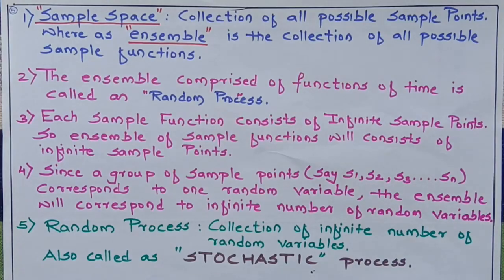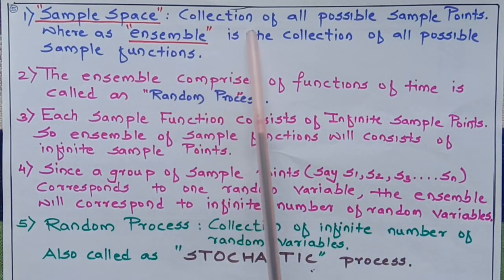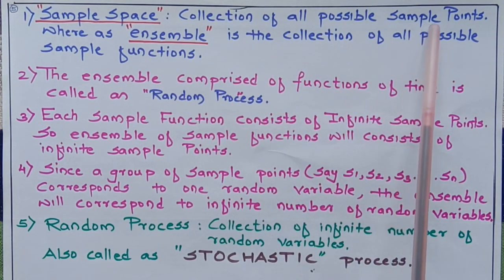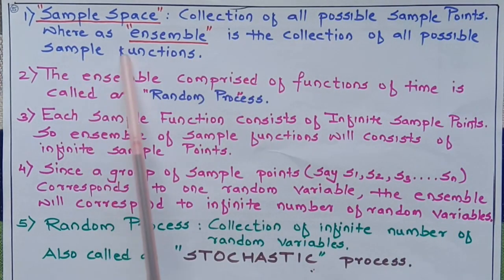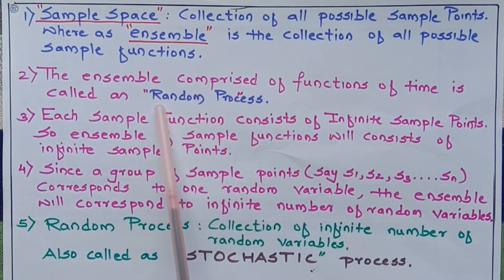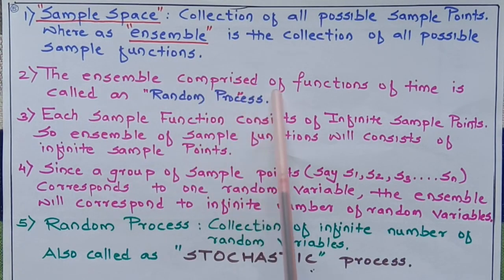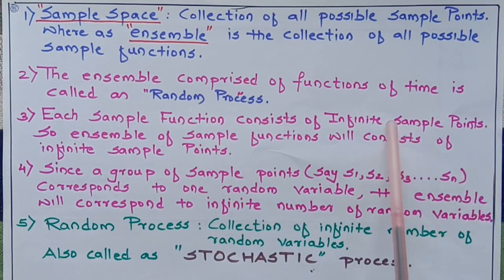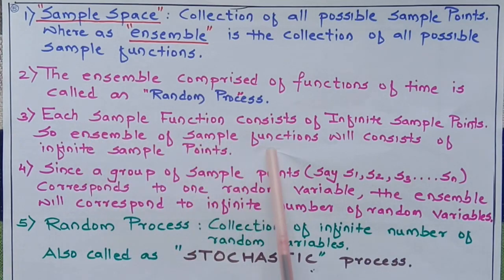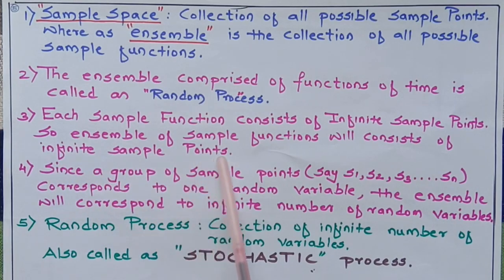So just discussing a few concepts: sample space is the collection of all possible sample points, whereas ensemble is the collection of all possible sample functions. We can also say that the ensemble comprises functions of time, and it is also called random process. Each sample function consists of infinite sample points. So the ensemble of sample functions will also consist of infinite sample points.